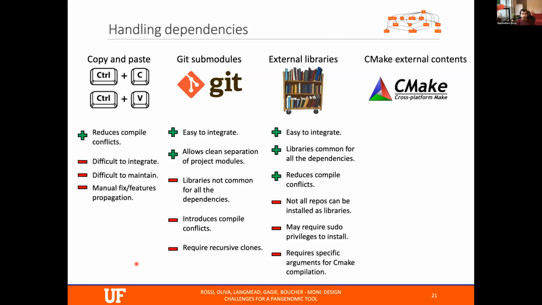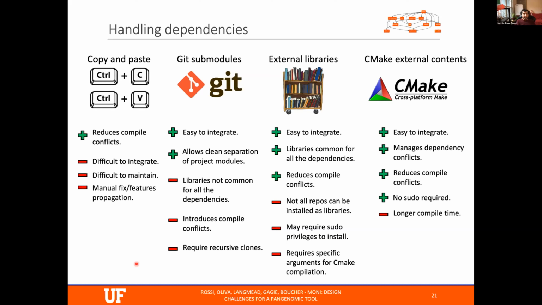One good compromise is to use CMake external contents, for example, which are easy to integrate and manage dependency conflicts by themselves. If you have two dependencies that include the same library, the same library will be downloaded only once. It reduces compile conflicts, and it does not require sudo. The downside is that it takes longer to compile. You have to recompile all the dependencies, and the same library will be compiled multiple times if you have two different builds of the same project. So what did we choose?